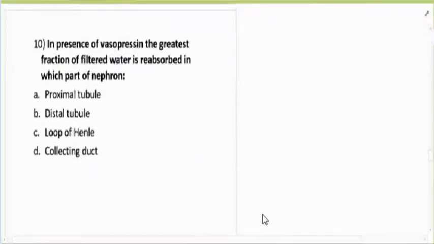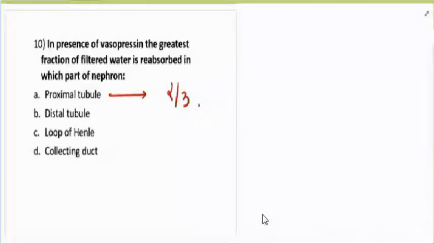Next question, in the presence of vasopressin, the greatest fraction of filtered water is reabsorbed from. Now this is a slightly tricky question, but you must understand. Now two-thirds of the water is absorbed from the PCT, and this is irrespective of the presence of ADH.